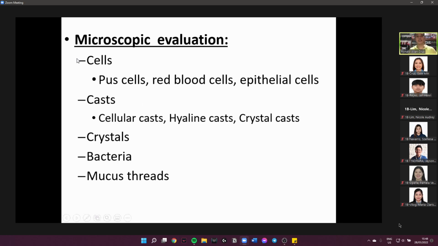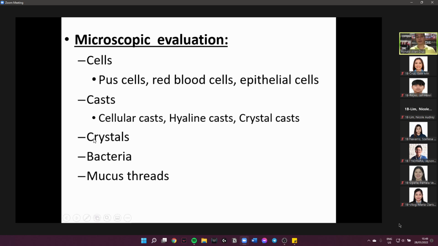For your cells, we check for your white blood cells or pus cells, RBCs, and epithelial cells. For your casts, casts form when certain substances become entrapped within the tubules. So they are cylindrical in shape, and depending on what type of substances become entrapped, that's the kind of cast that you have. For example, an RBC cast, a WBC cast, a cellular cast, crystal cast, hyaline cast, etc. We'll have more of that later on.